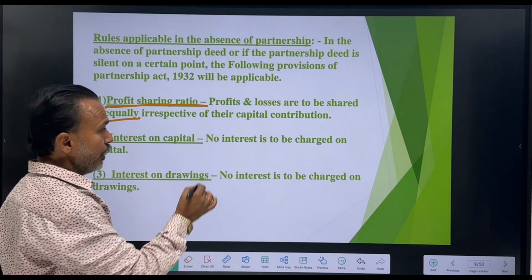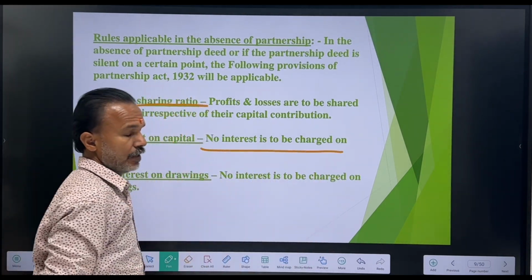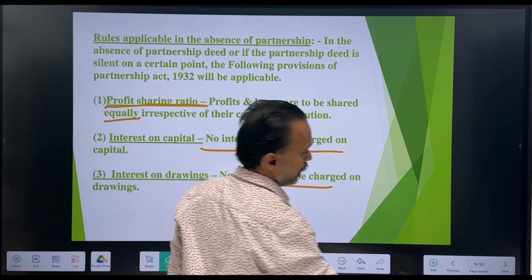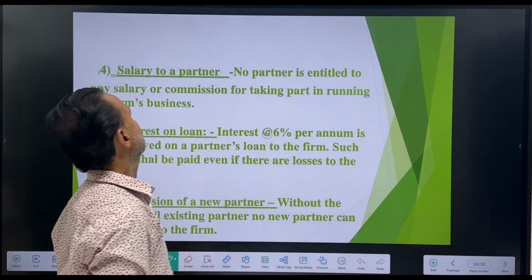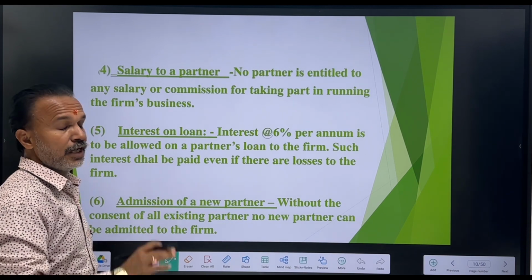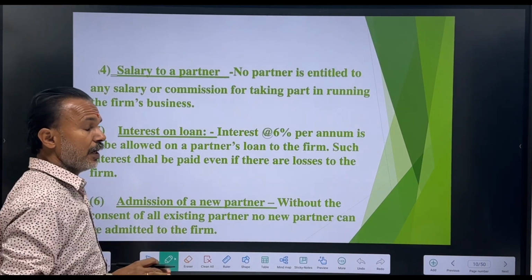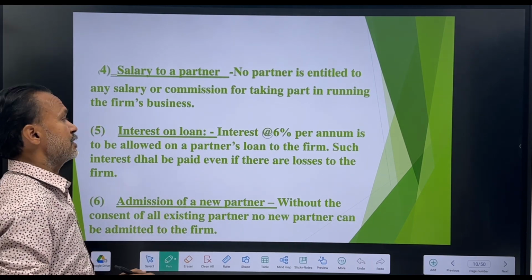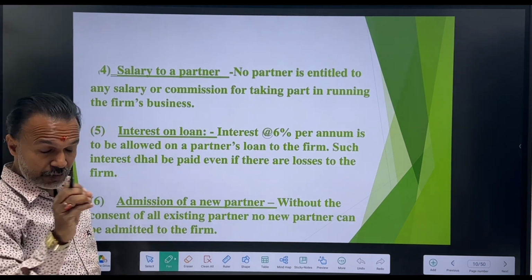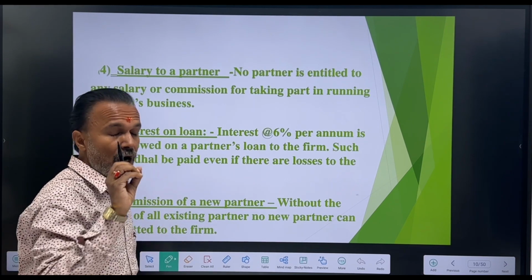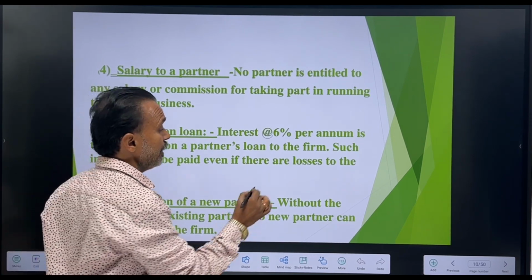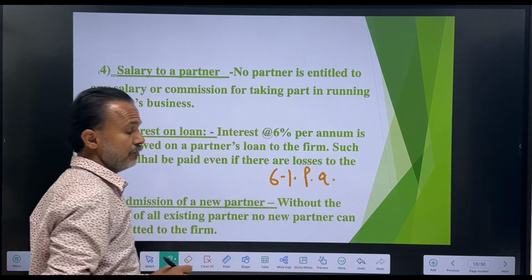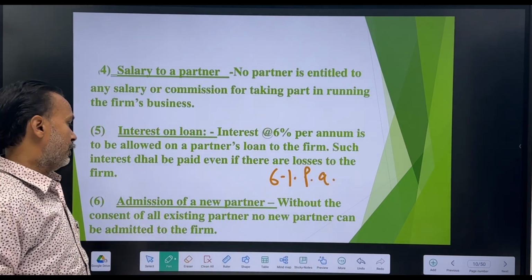Interest on capital. No interest is charged on capital. Interest on drawing. No interest is charged on drawing. Salary to partner. No salary, no commission is given to any partner for participation in the management of business. Interest on loan. Whether partnership deed is there or not, interest on loan must be given at the rate of 6% per annum.